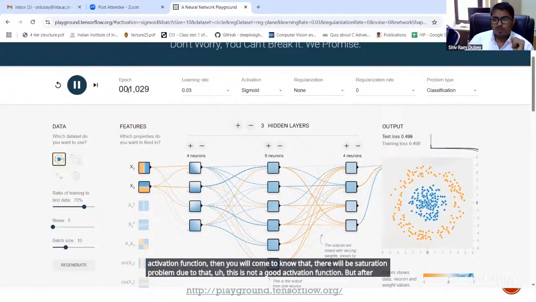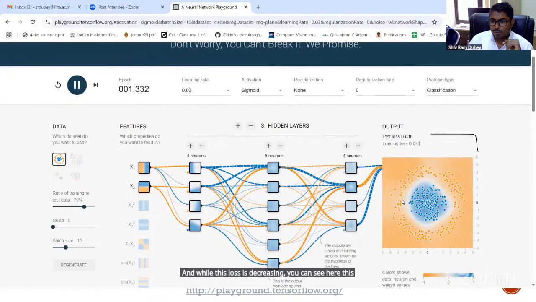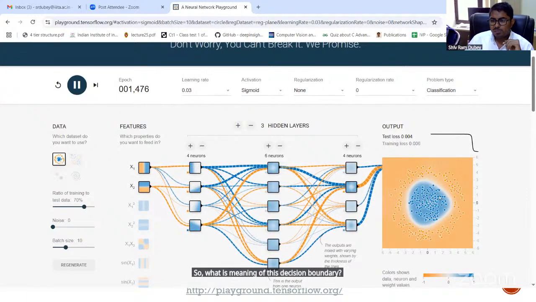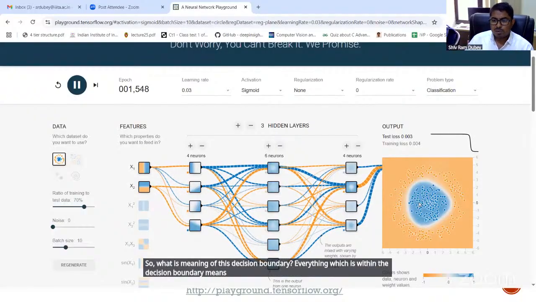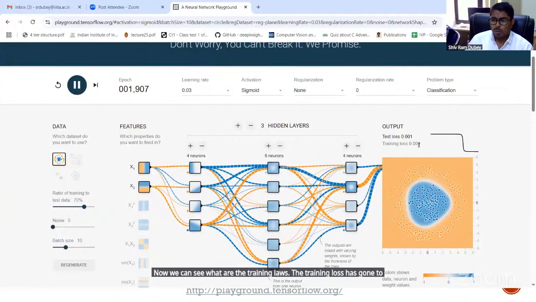But after training for many iterations, the training loss is slowly decreasing. Now it has gone to 0.493, and it is further decreasing. While this loss is decreasing, you can see the decision boundary coming. So what is the meaning of this decision boundary? Everything on one side of the decision boundary is classified into the blue category, and everything on the other side is classified into the red category. Now the training loss has gone to 0.001. So you can see this is the impact of training the neural network with the sigmoid activation function.